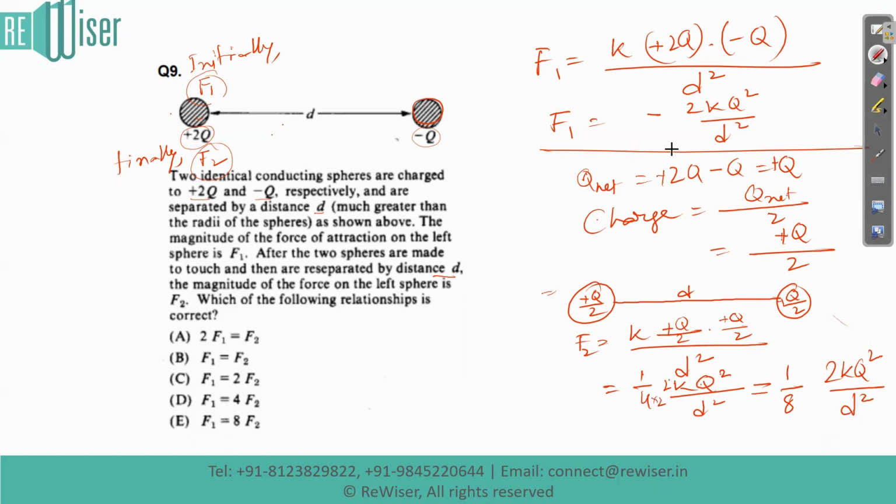Now let us look at the magnitude. The magnitude of F1 is 2kq square by d square. Let us ignore the negative sign for now and only focus on the magnitude. Can we replace this 2kq square by d square with F1? Yes, obviously. F2 is 1 by 8 F1. So finally we can write F1 is equal to 8F2.